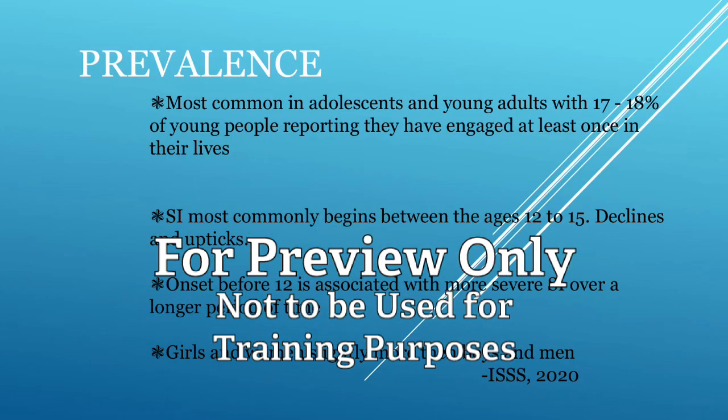In regards to prevalence, it's most common in adolescents and young adults, with 17 to 18% of young people reporting that they have engaged at least once in their lives in self-injury. It begins typically between the ages of 12 to 15. And when it starts early in adolescence, sometimes we'll see a decline, but without treatment, we can see an uptick in later adolescence of the behavior. And onset before the age of 12 is typically associated with more severe SI over a longer period of time.